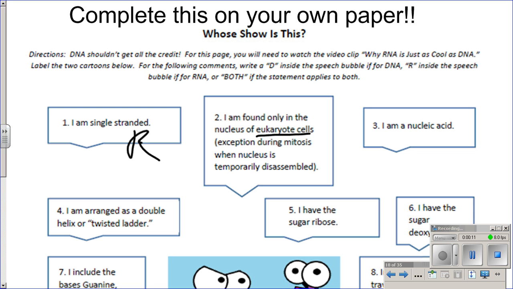Right, eukaryotes, we're talking about what's only found in the nucleus. We all know it's DNA. Eukaryotes have a nucleus, prokaryotes don't have a nucleus, but do they have DNA? Yes, they still have DNA, it's just not hidden in the nucleus, good. Nucleic acid? Both of them are NA, DNA, that's what the NA stands for, nucleic acid, good job.